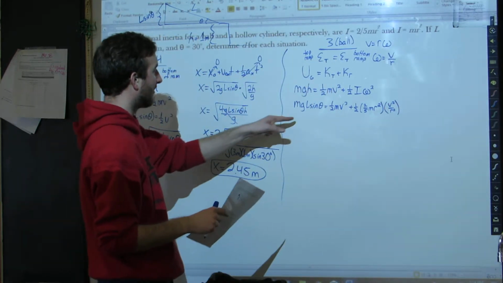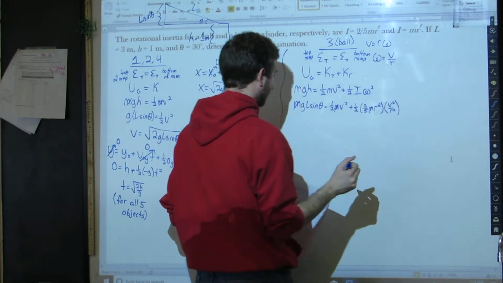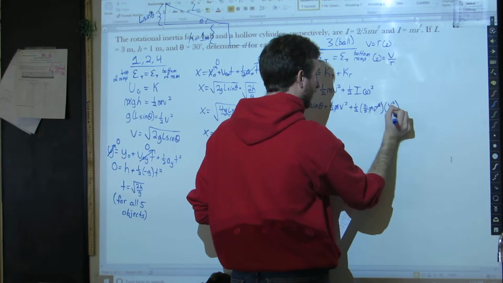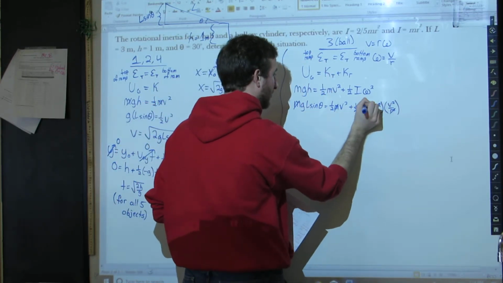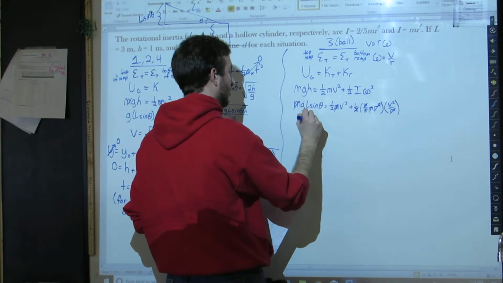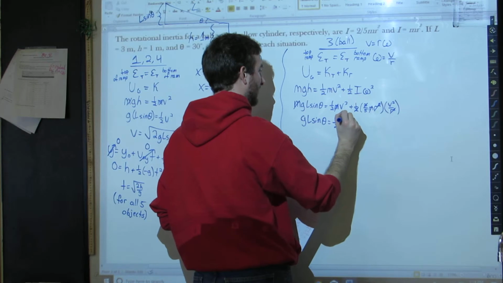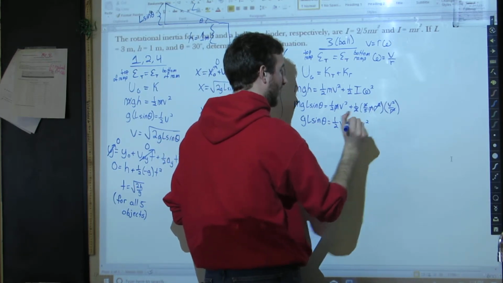Look what I have now. I have an m in every single term. Those will cancel. I have an r squared here and an r squared here. Those will cancel. I even have a 2 up top and a 2 down low. Those will cancel. What I'm left with is g L sine theta equals 1/2 v squared plus 1/5 v squared.